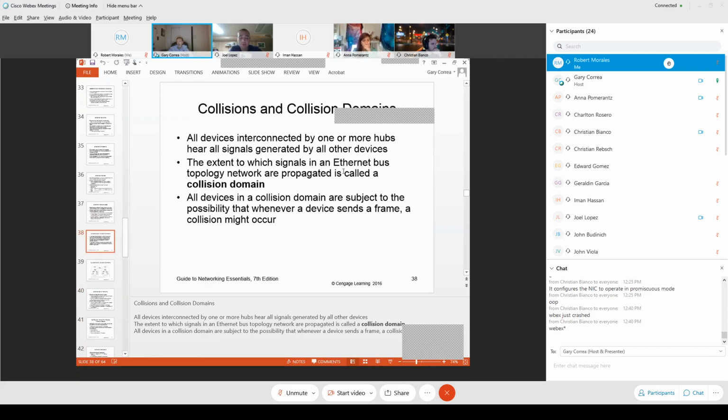Know about collision domains and separating collision domains. So one more time, hubs do not. They're all the same. Every port on a switch is a separate collision domain. Switches separate collision domains.